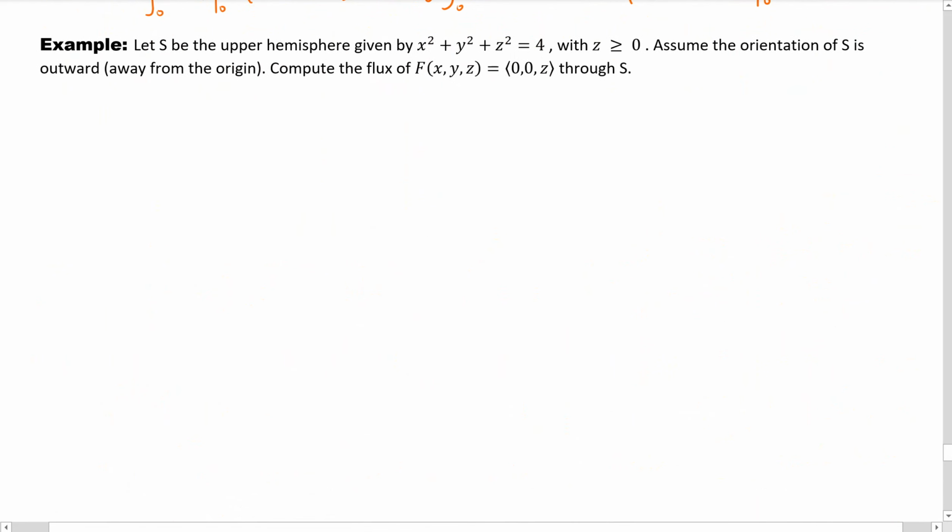So here, let S be the upper hemisphere given by x squared plus y squared plus z squared equals 4, with z greater or equal to 0. Assume the orientation of S is outwards, away from the origin. Compute the flux.